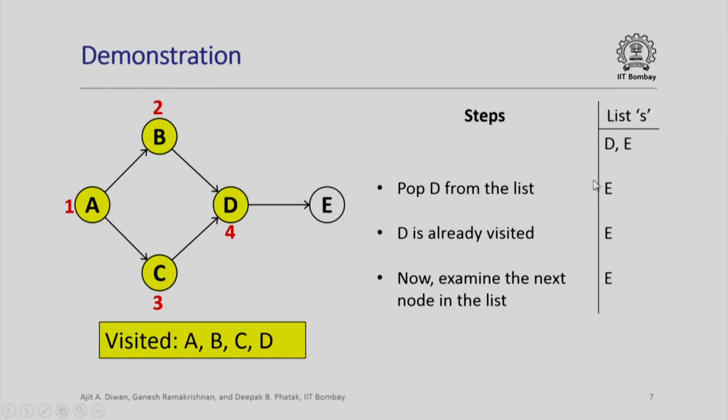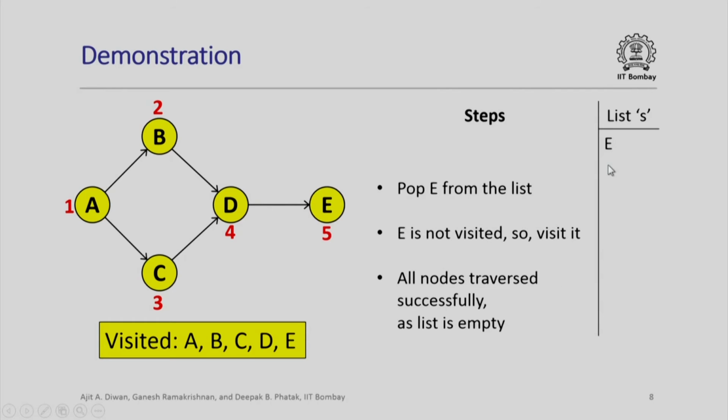Next, we again pop the element D because it is a queue. Only E remains here. Since D is already visited, we forget it. We again go to the list. We examine the next node in the list, which is E. We pop E from the list. E is not visited, so we visit it. It has no outgoing edge. All nodes are now traversed successfully because the list is empty. There is nothing more to do, and the order is A, B, C, D, E.